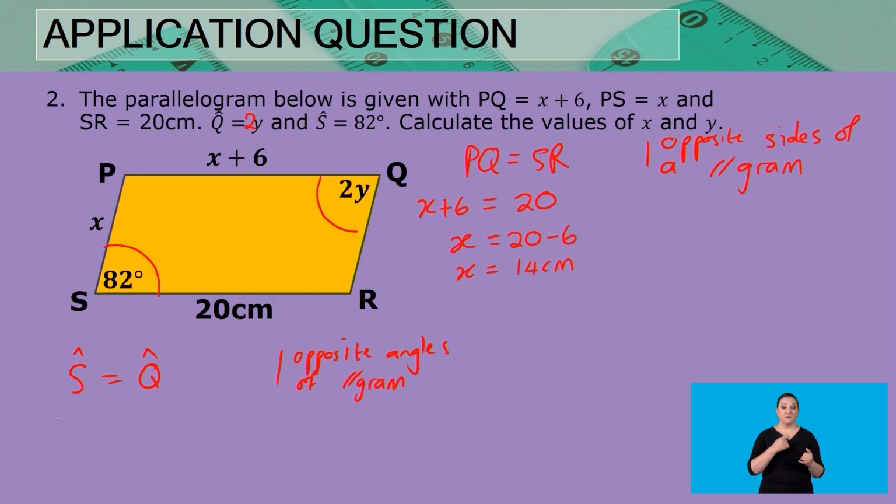So now we have 82 degrees is equal to 2y. If we use the multiplicative inverse of 2, or if we say that 2y is equal to 82, what will y be? We know that y is going to be half of that 82, and that is 41 degrees. We did that by using the multiplicative inverse of 2, which is a half. So that means that y is equal to 41 degrees.